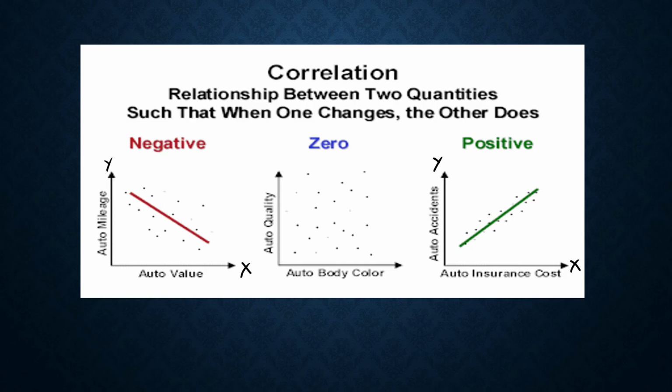So please take note of these three: correlation in terms of direction. We have negative: as the value of x increases, the value of y decreases. For zero, the points are scattered and no direction is illustrated on the given scatter plot. The last one is positive: if the value of x increases, the value of y also increases.